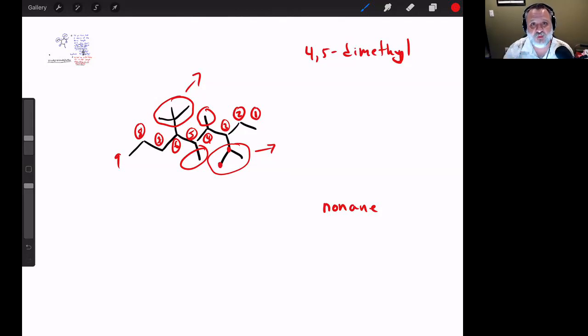Up to this point, we've said we're going to pick the longest chain, identify the substituents, number the chain, and then tell the reader where the substituents are. But at the end of the day, we're going to apply all these same rules to more complex substituents. Let's take a look at the one at the bottom, this one here.